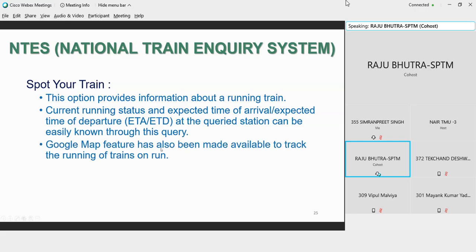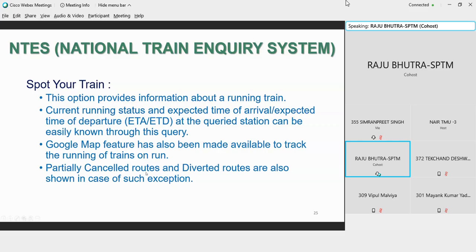Google Map feature has also been made available to track the running of trains. So we can use the Google Map feature also. The trains can be plotted on the Google Map. You can know about the running on the Google Map also.